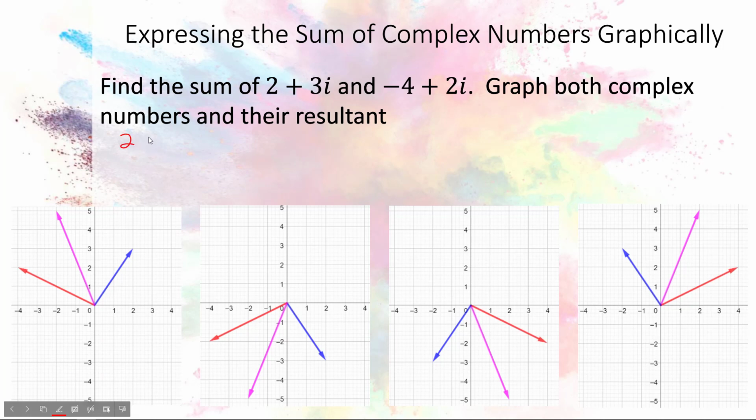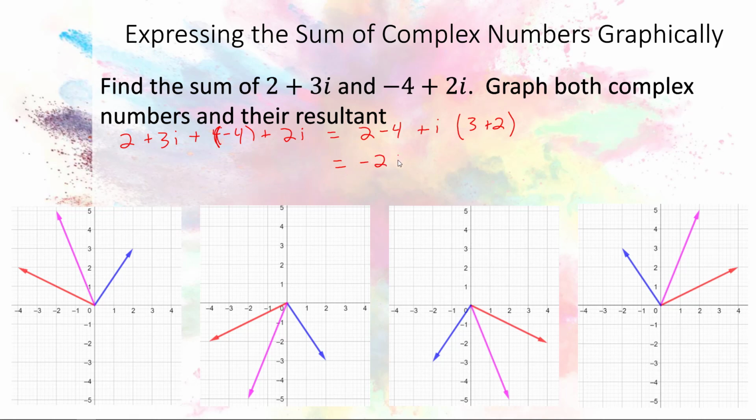So 2 + 3i plus -4 + 2i is going to be the sum of the real parts, which will be 2 - 4, plus i times the sum of the imaginary parts, which will be 3 + 2. And that will give us -2 + 5i.